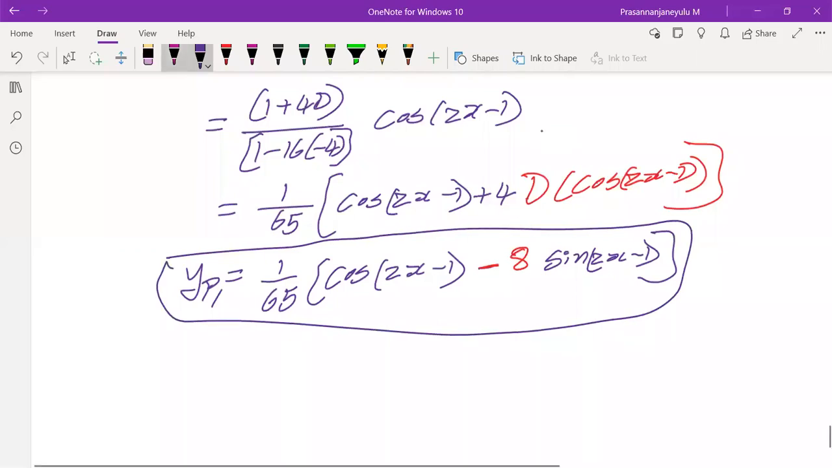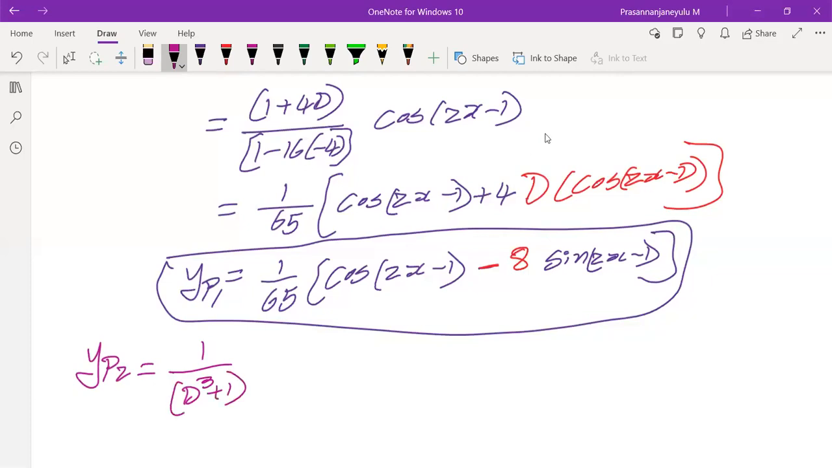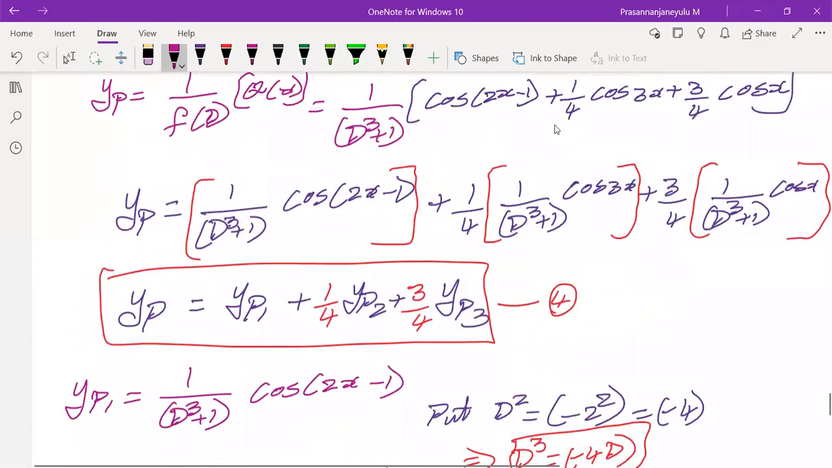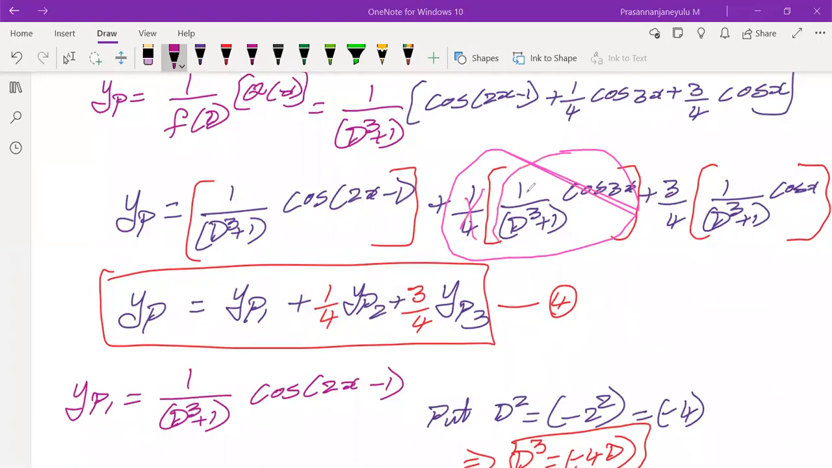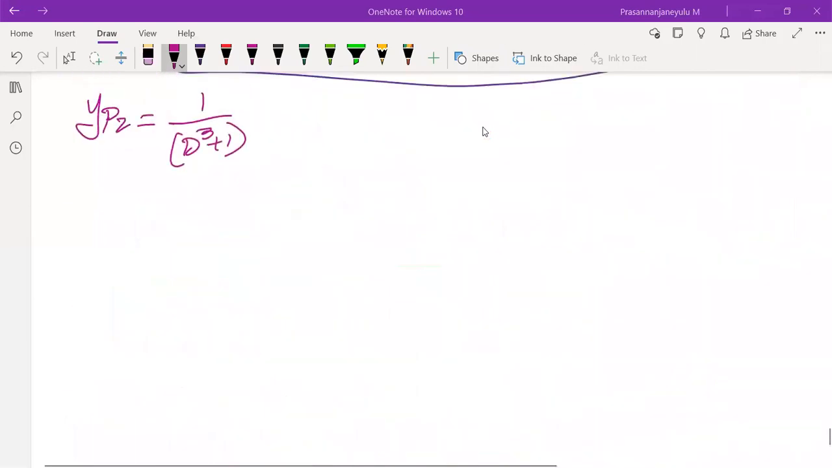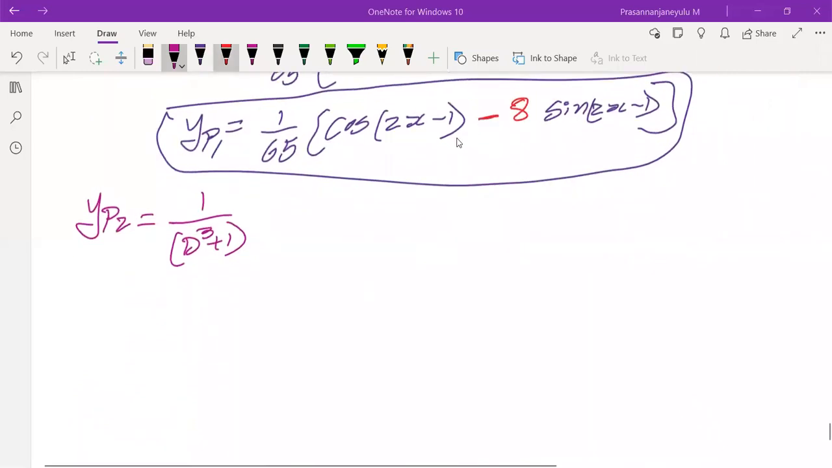So yp2 equals 1 by d cube plus 1 of, any of you can remember. See here, yp2, that means we are not taking this, everything is yp2. We separated 1 by 4. So we have to take only this part. Only this part is yp2: 1 by d cube plus 1 of cos 3x.